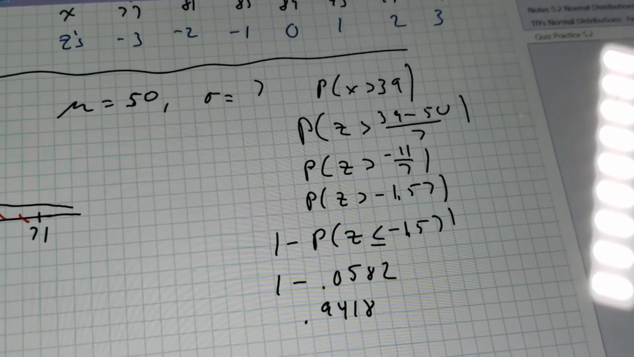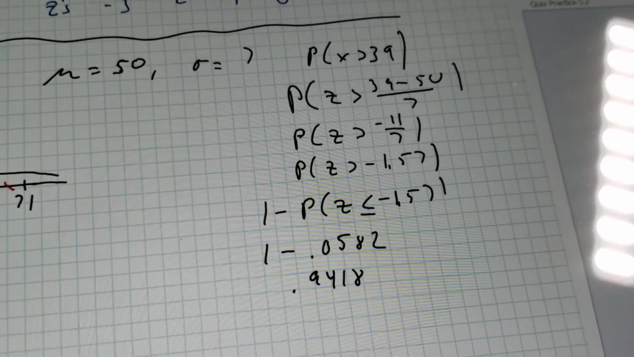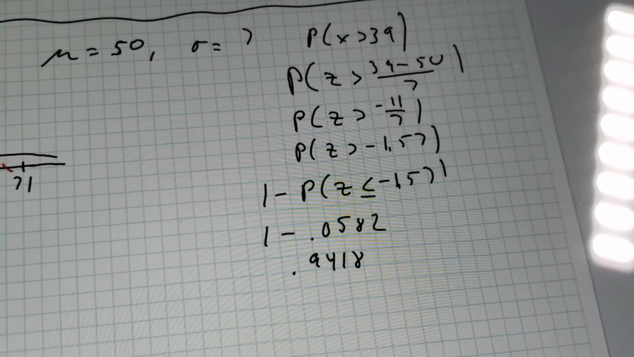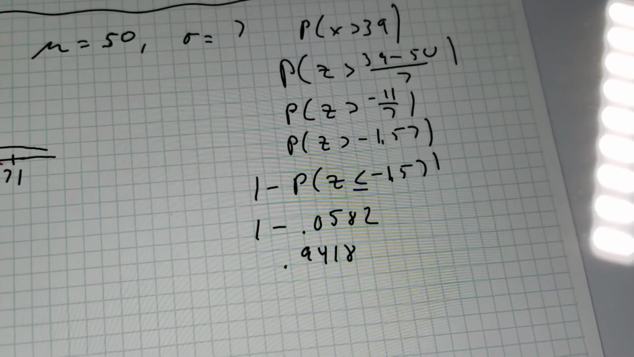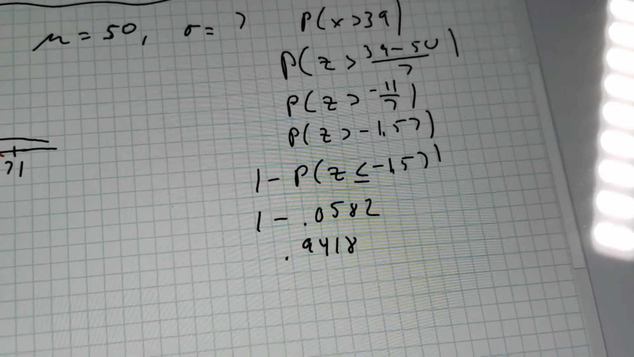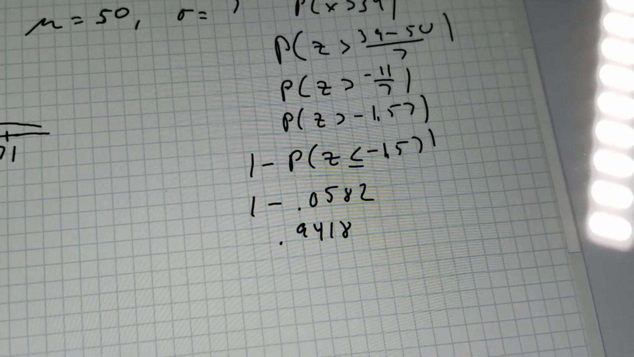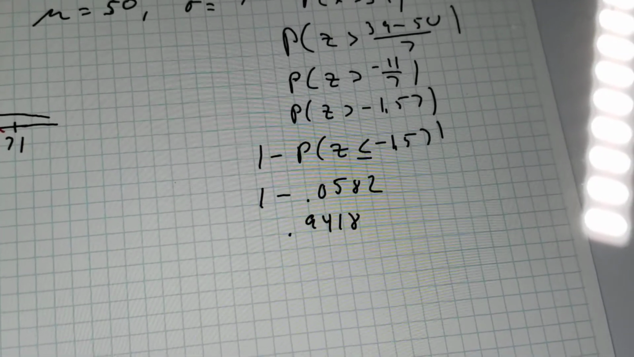Remember, the tables give us below a score, so we have to do the subtraction here. Since I want above -1.57, I have to do 1 minus the probability z less than or equal to -1.57. Remember, in a continuous distribution, the or equals doesn't really make a difference.